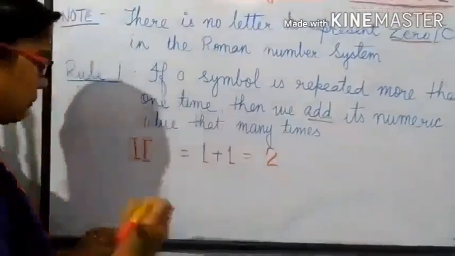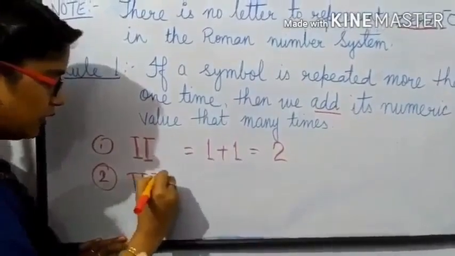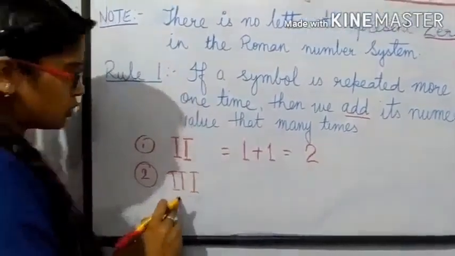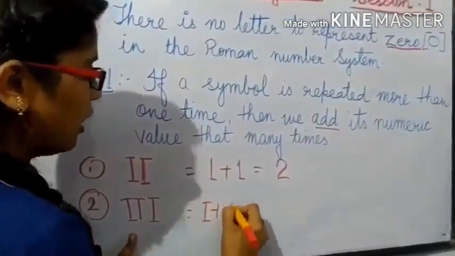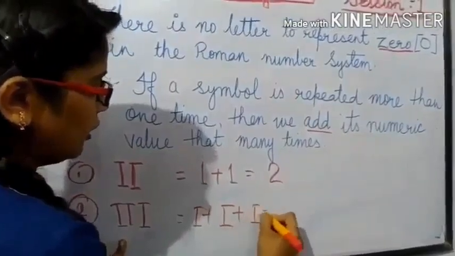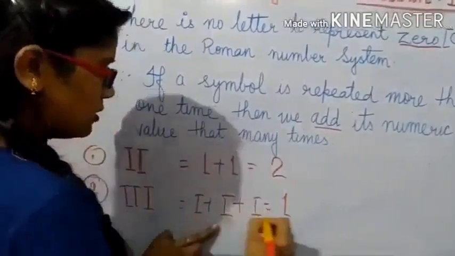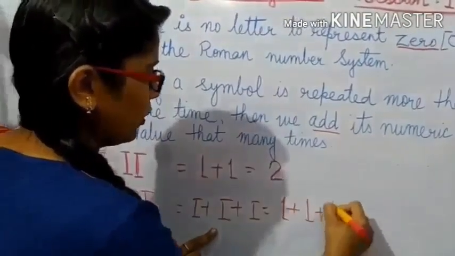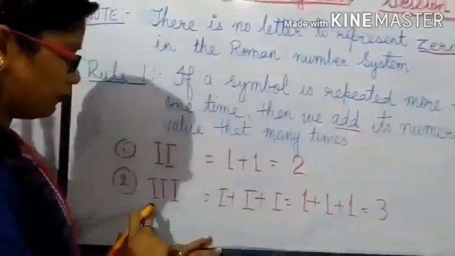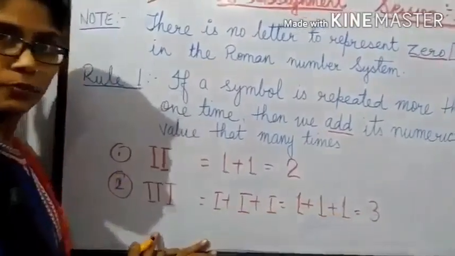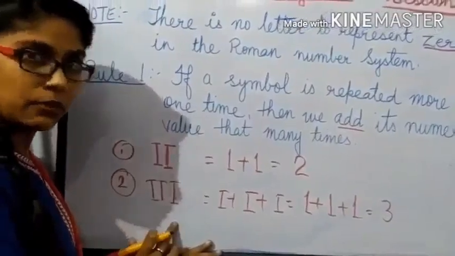Now I am taking a second example. Here you can see children, there are 3 I's. Okay. So we will add this I plus I plus I. It means I is 1. So 1 plus 1 is 2, 2 plus 1 is 3. So the value of triple I is 3.